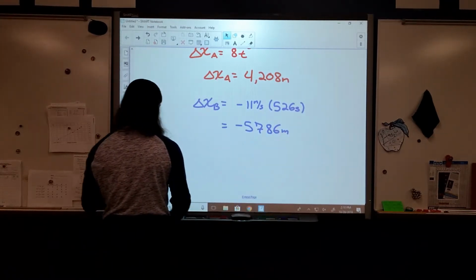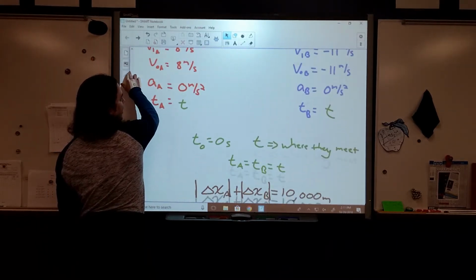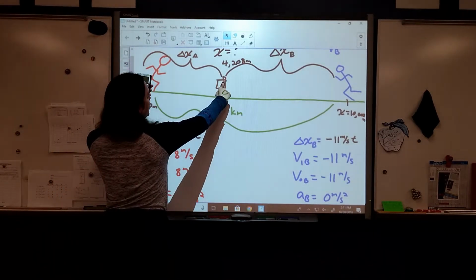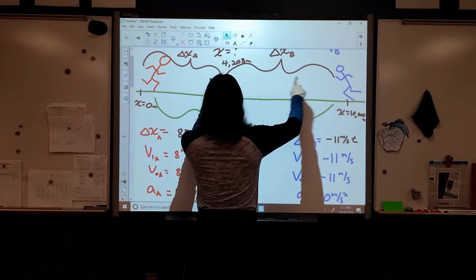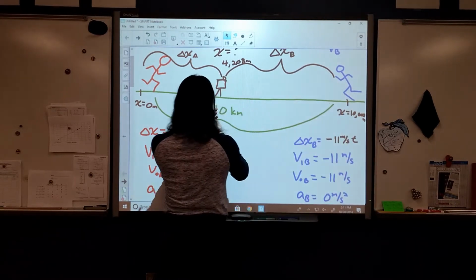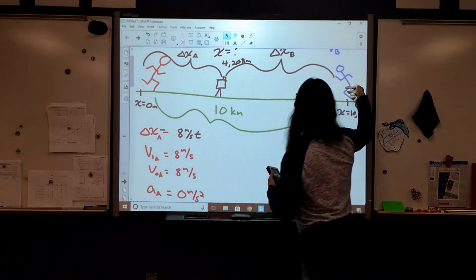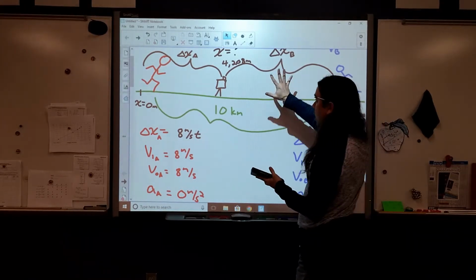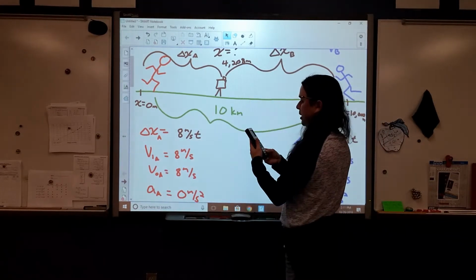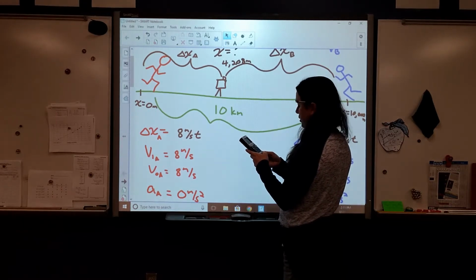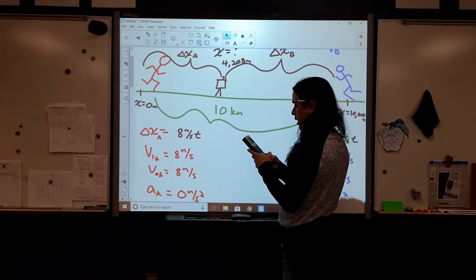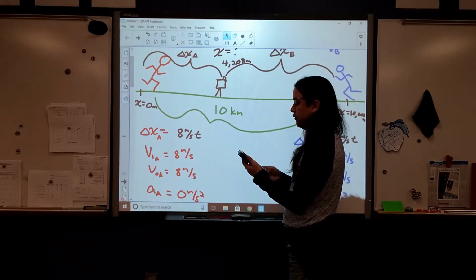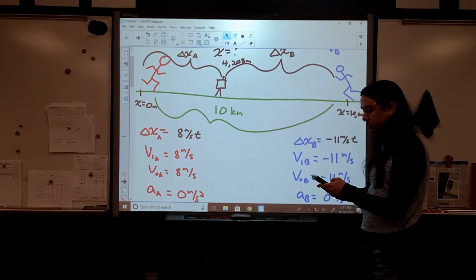5,786 meters. So we're saying that this is 4,200 and this is 5,800 roughly. So now remember, this one is negative because they are moving to the left. So I would take that as a positive value, just the magnitude, to find my total here. So this plus 4,208, and we end up with 9,994, which is just shy of the 10,000 meters.